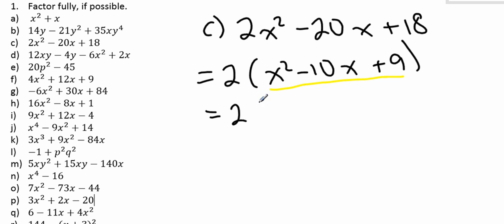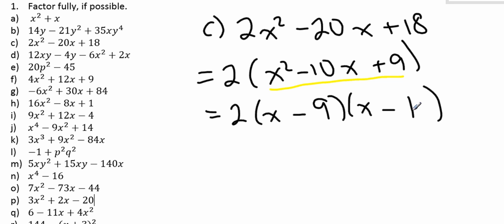So are there two numbers that multiply to 9 and add to negative 10? So multiply to 9, add to negative 10. There they are. I've fully factored.